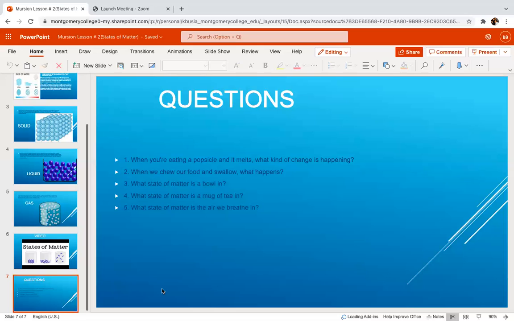How could I change my popsicle back into a popsicle when I'm eating it? Well, that's a physical change because that's melting to liquid. Remember, when a solid melts, it becomes a liquid. I guess I have to listen to you because you're the one with the slideshow.